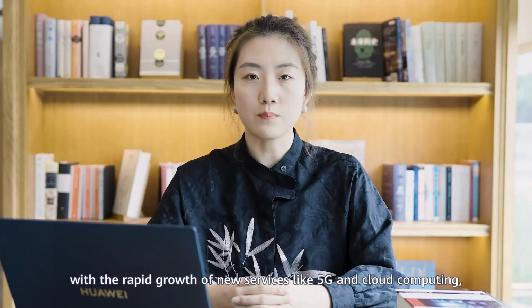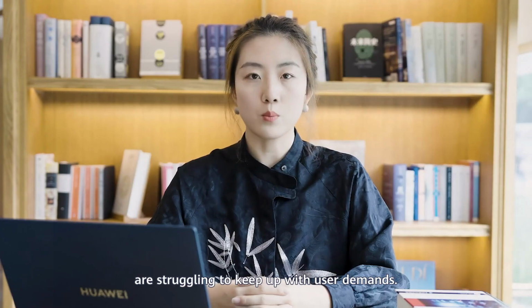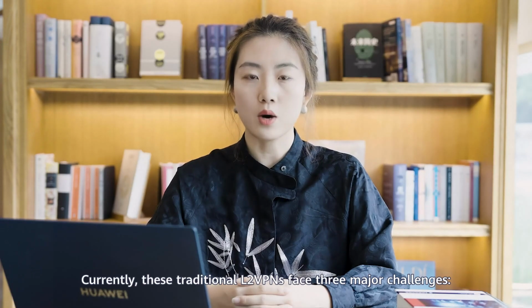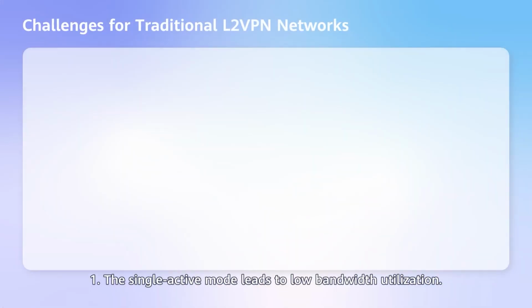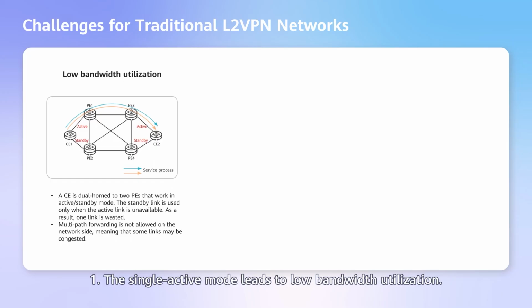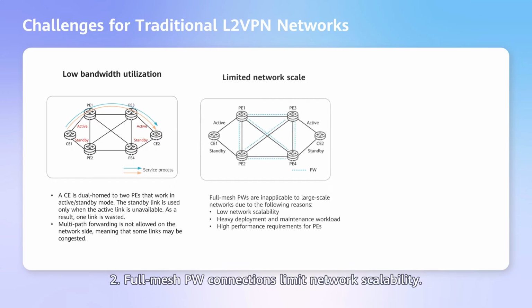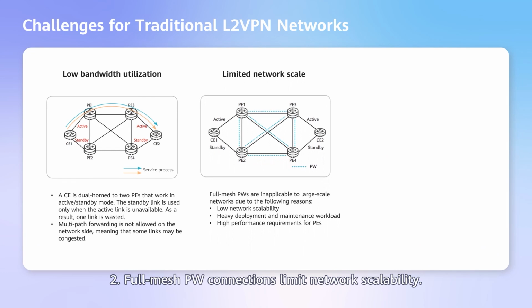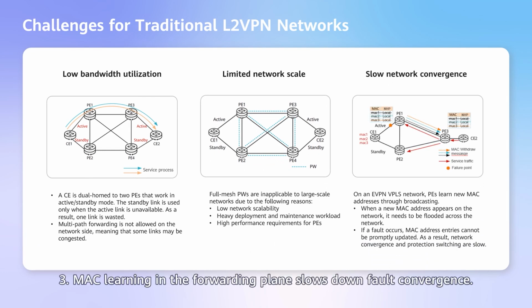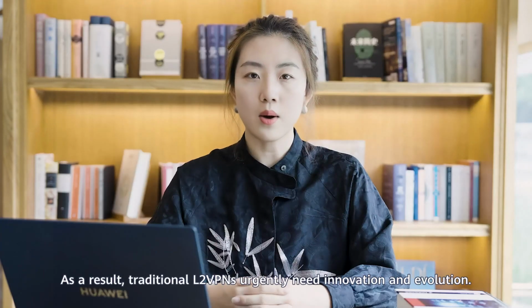In the IPv6 enhanced era, with the rapid growth of new services like 5G and cloud computing, traditional L2 VPNs such as VPWS and VPLS are struggling to keep up with user demands. Currently, these traditional L2 VPNs face three major challenges. First, the single active mode leads to low bandwidth utilization. Second, full mesh PW connections limit network scalability. Third, MAC learning in the forwarding plane slows down fault convergence. As a result, traditional L2 VPNs urgently need innovation and evolution.